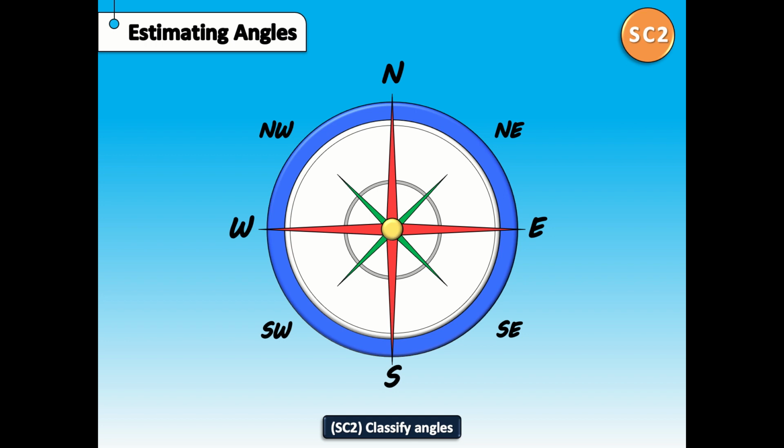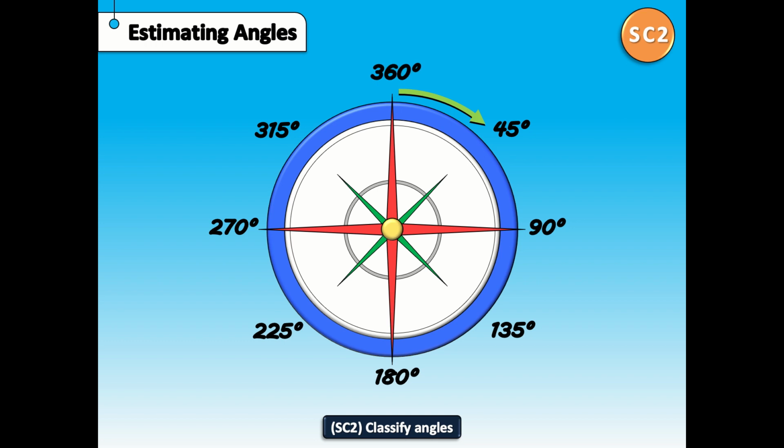We can also give degrees to the turns on a compass. So if we start at north and we turn to northeast, that's a 45-degree turn. If we turn to east, that's 90 degrees. Southeast is 135 degrees. South is 180 degrees. Southwest is 225 degrees. West is 270 degrees, and northwest is 315 degrees, and a full turn is 360 degrees.